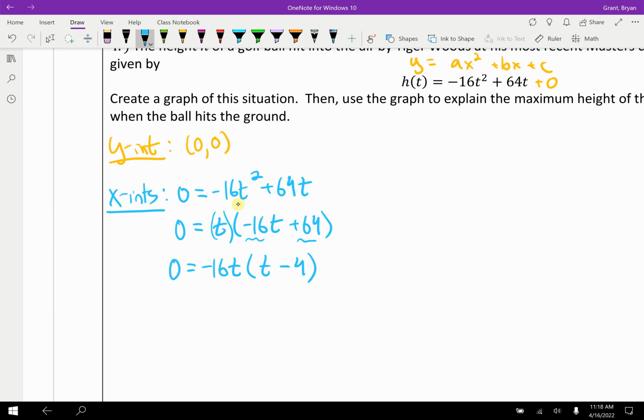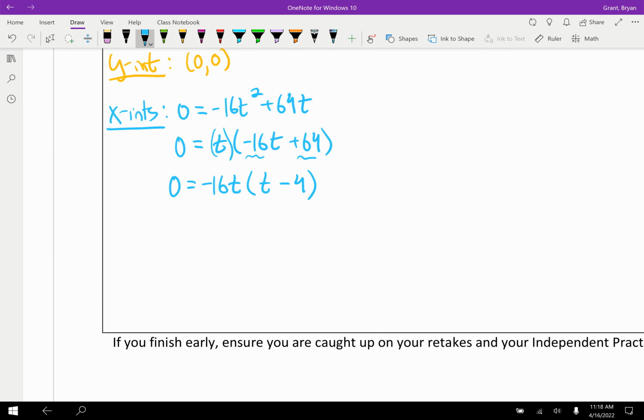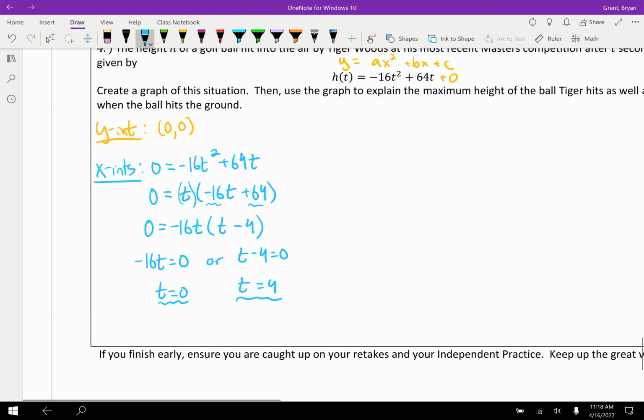Now, you didn't have to take the 16 out. This equation is totally fine if you're comfortable there. I'll use this one, though, since I have it. So we're going to set negative 16t equal to 0, and we'll set t minus 4 equal to 0. Dividing by negative 16 gets us a time of 0, and adding 4 gets us a time of 4. So two x-intercepts, or t-intercepts in this case.